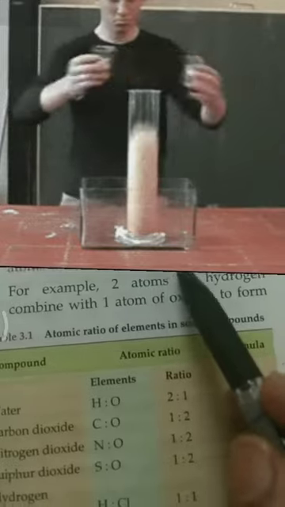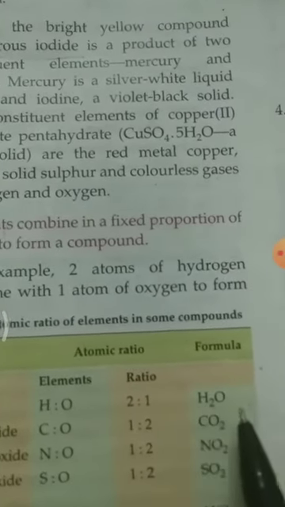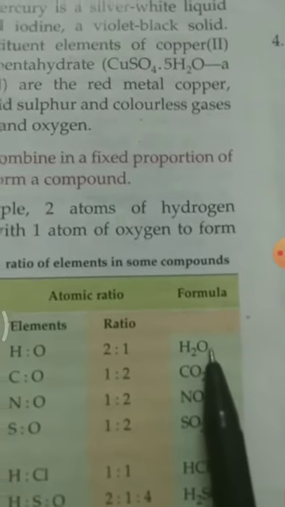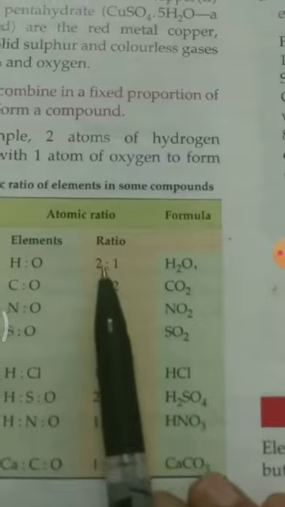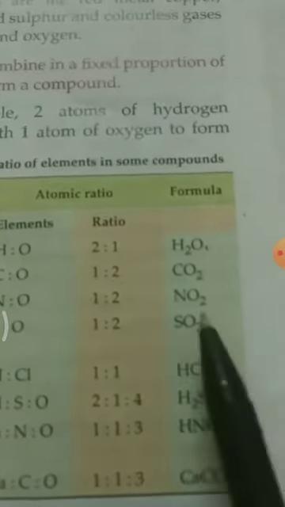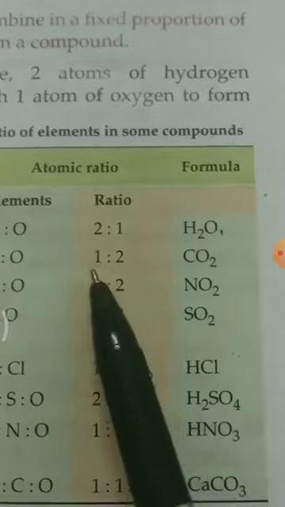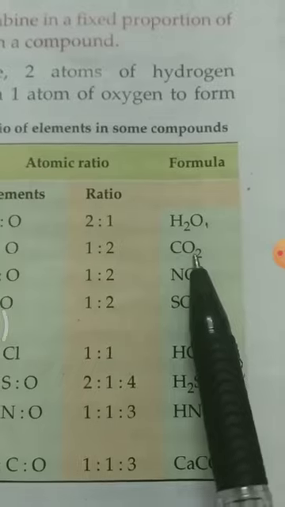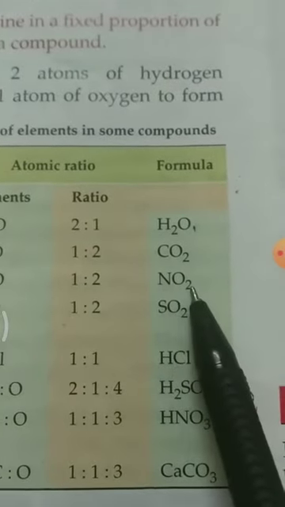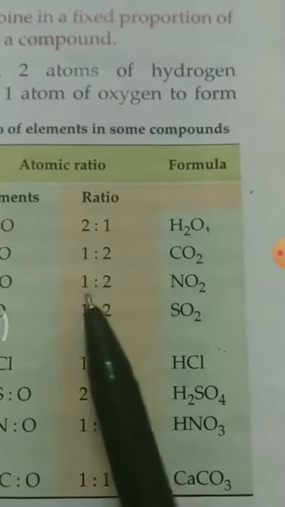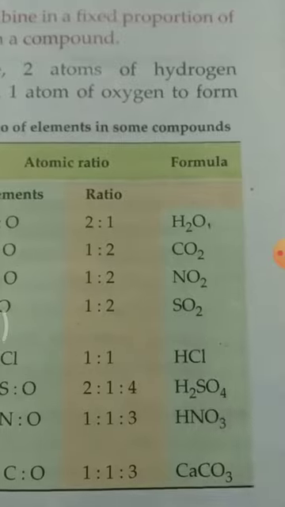What is the formula of water? H2O. So proper proportion means 2 atoms of hydrogen and 1 atom of oxygen. In the fixed ratio, they combine to form 1 molecule of water. Similarly, carbon dioxide: 1 atom of carbon and 2 atoms of oxygen. In a fixed ratio, they combine to form 1 molecule of carbon dioxide. Similarly, nitrogen dioxide: 1 atom of nitrogen and 2 atoms of oxygen, in a fixed ratio, combine to form nitrogen dioxide.